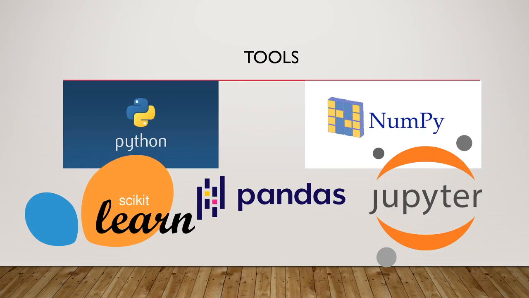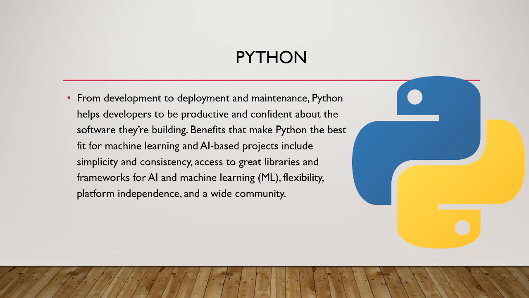On this slide you can see the tools which I used during work on this project. The main language is Python, and useful libraries are pandas, NumPy, scikit-learn and Jupyter Notebook. And some words about each tool. Python. From development to deployment and maintenance, Python helps developers to be productive and confident about the software they are building. Benefits that make Python the best fit for machine learning and artificial intelligence-based projects include simplicity and consistency, access to great libraries and frameworks for AI and machine learning, flexibility, platform independence, and wide community.